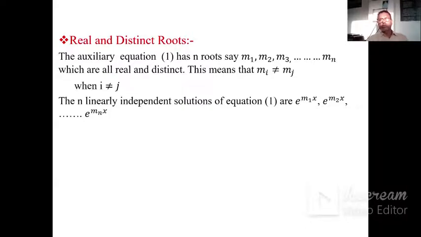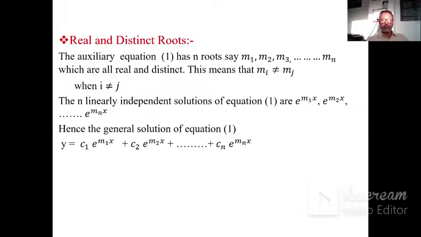We have solved the two examples of this type. One is e to the power ax, e to the power bx, e to the power cx. And we've seen that if a, b, c are distinct, then these exponential functions are linearly independent. Using that, we are able to say that e to the power m1x, e to the power m2x, dash dash dash, e to the power mnx, these are linearly independent.